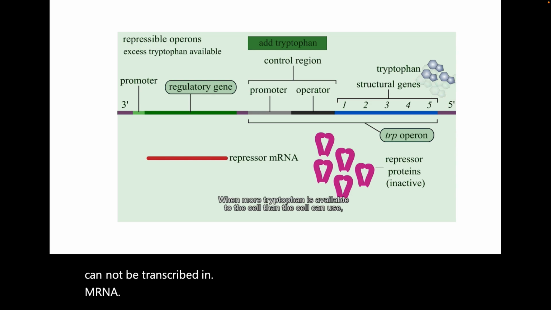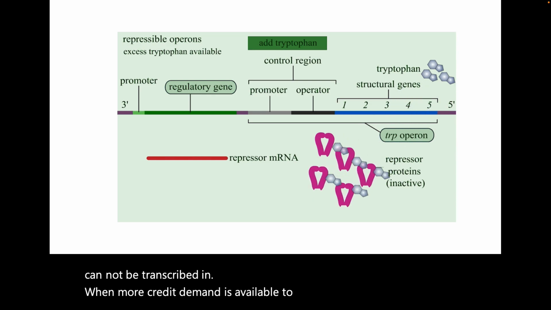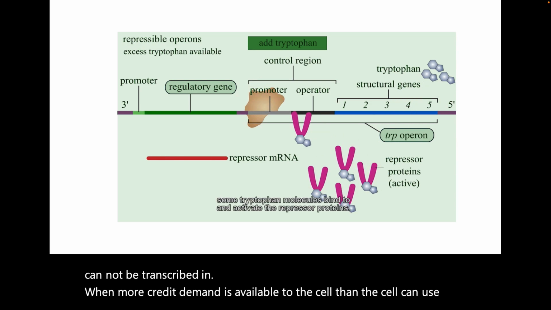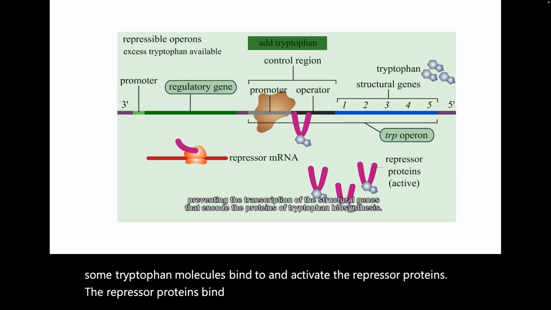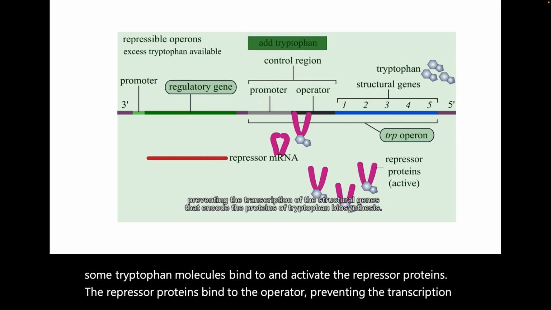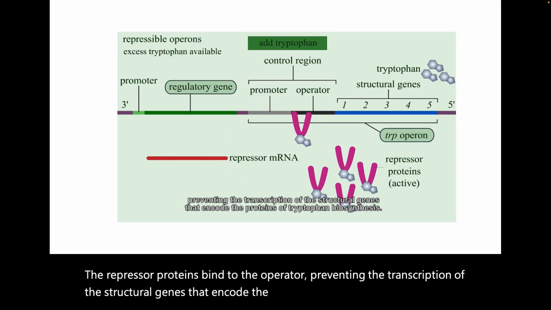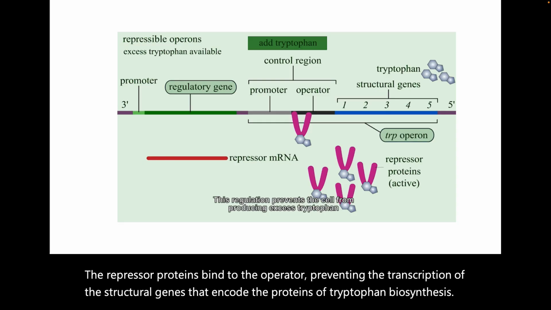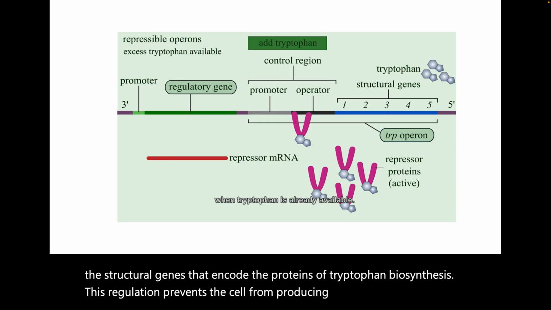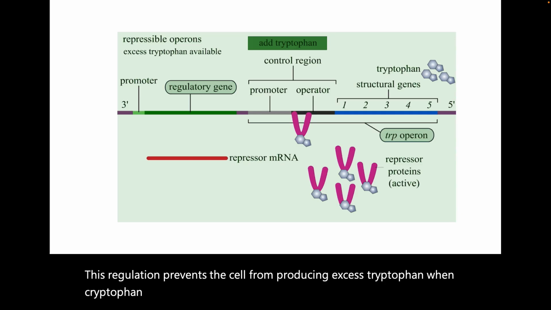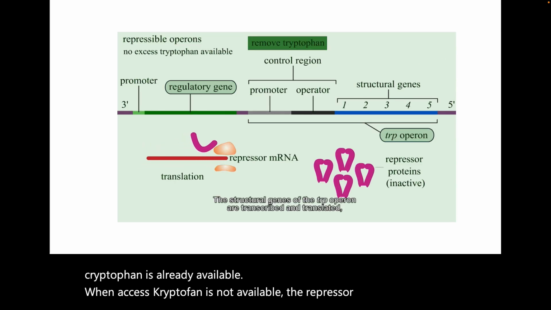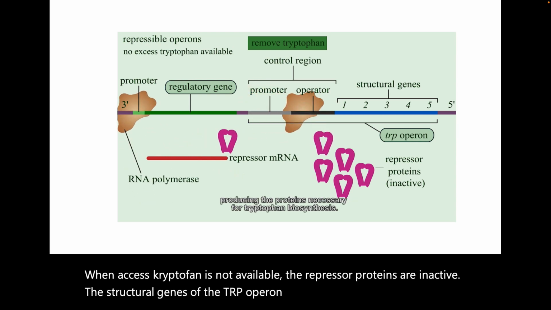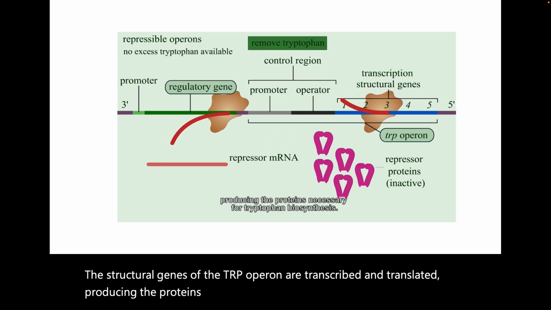When more tryptophan is available to the cell than the cell can use, some tryptophan molecules bind to and activate the repressor proteins. The repressor proteins bind to the operator, preventing the transcription of the structural genes that encode the proteins of tryptophan biosynthesis. This regulation prevents the cell from producing excess tryptophan when tryptophan is already available. When excess tryptophan is not available, the repressor proteins are inactive. The structural genes of the TRP operon are transcribed and translated, producing the proteins necessary for tryptophan biosynthesis.